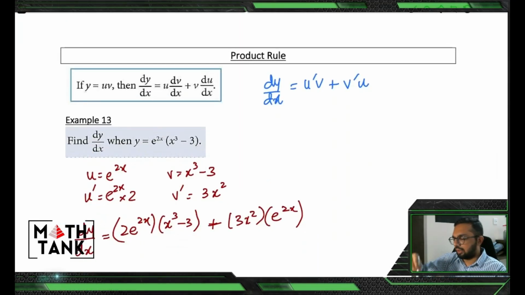Then there is the product rule. The product rule basically tells you how to differentiate when you have a product of, let's say, an exponential and an algebraic expression. It could be two algebraic expressions as well. There's no stopping it as long as there's a product involved. That's how you will differentiate: u dash v plus v dash u.